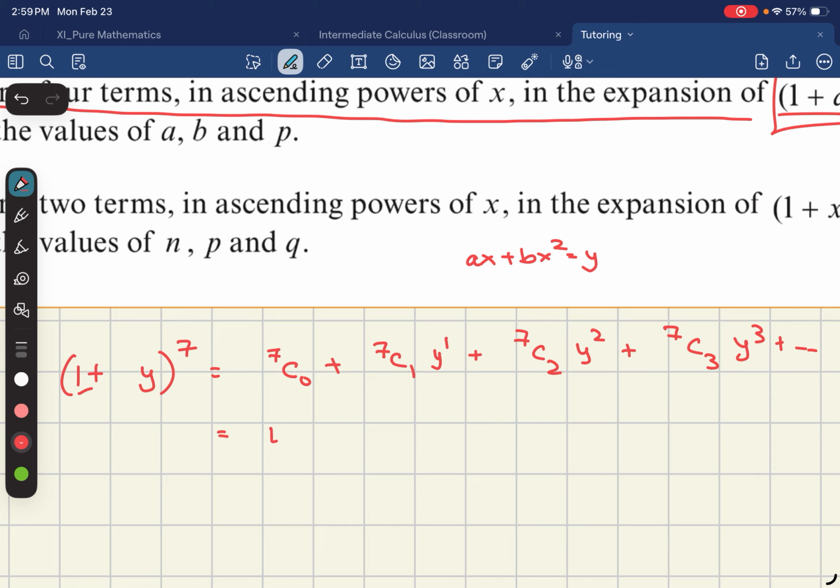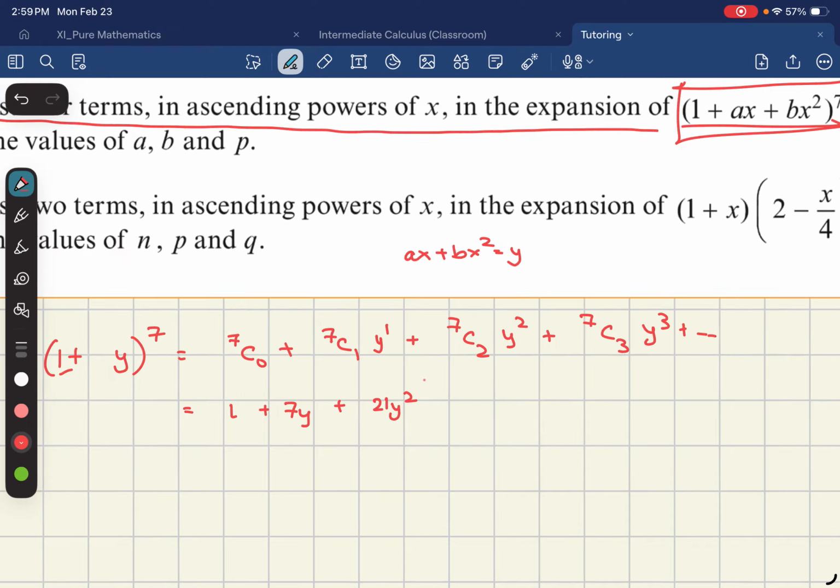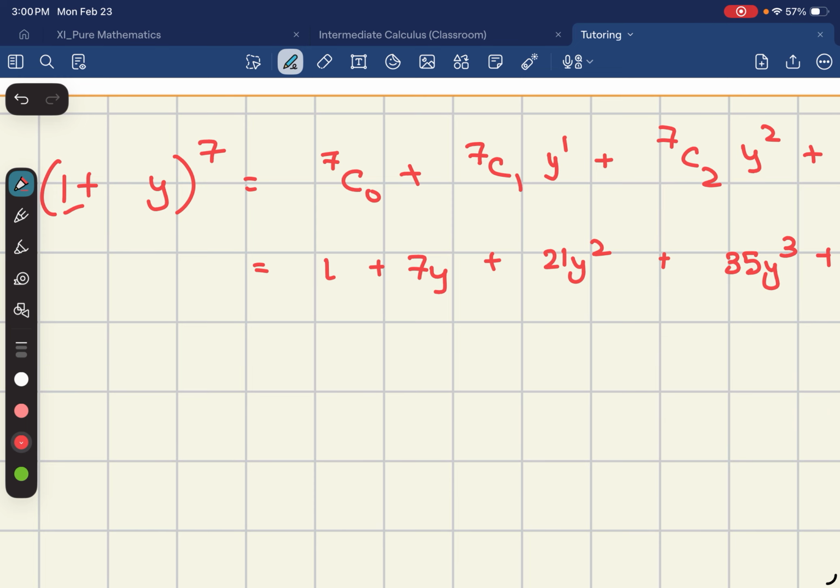So that is just going to be 1 plus 7y plus 7c2, that is 21y squared, I believe, because that is 7 times 6 by 2, 7 times 3 is 21, and 7c3 is 7 times 6 times 5 divided by 3 factorial. 3 factorial is just 6, so 7 times 5 is 35 y cubed, and so on. And now I can substitute this inside my expression.